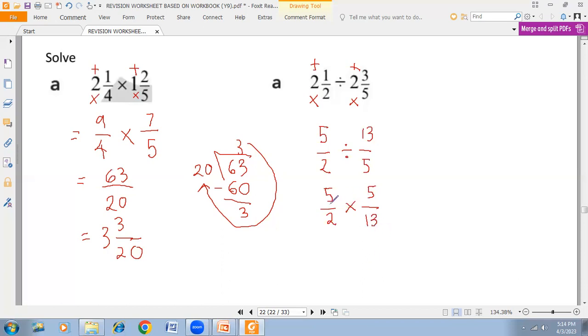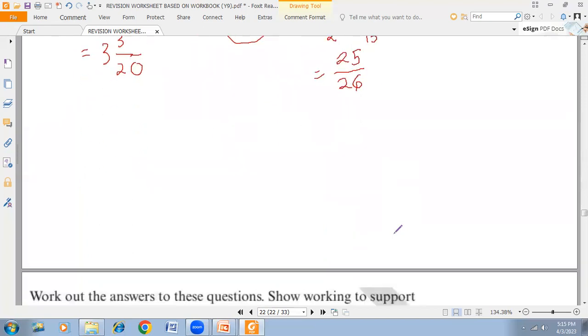So any possibility to simplify the numbers or to cut the numbers? 5 and 2 cannot, 5 and 13 cannot, 5 and 13 this way cannot, 5 and 2 also cannot. So we have to multiply 5 and 5 first. 5 times 5 is 25, over 2 times 13, 26. It's already a proper fraction and in simplest form, so cannot simplify anymore. On to the next question.